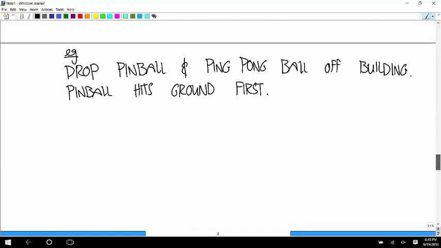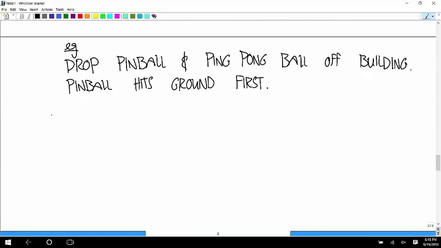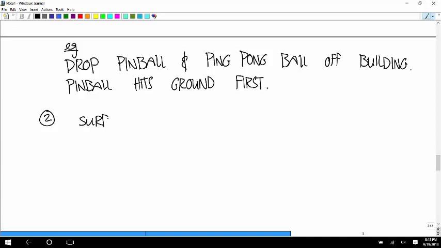The second thing that determines the effect on the motion is, we'll think of it as surface area. It's a little more complicated than just an issue of surface area, but I think that's a good way to think about it.